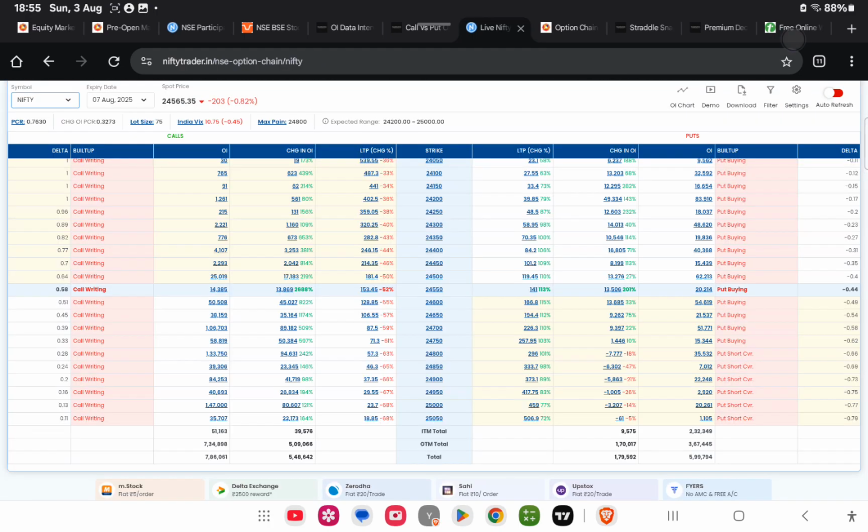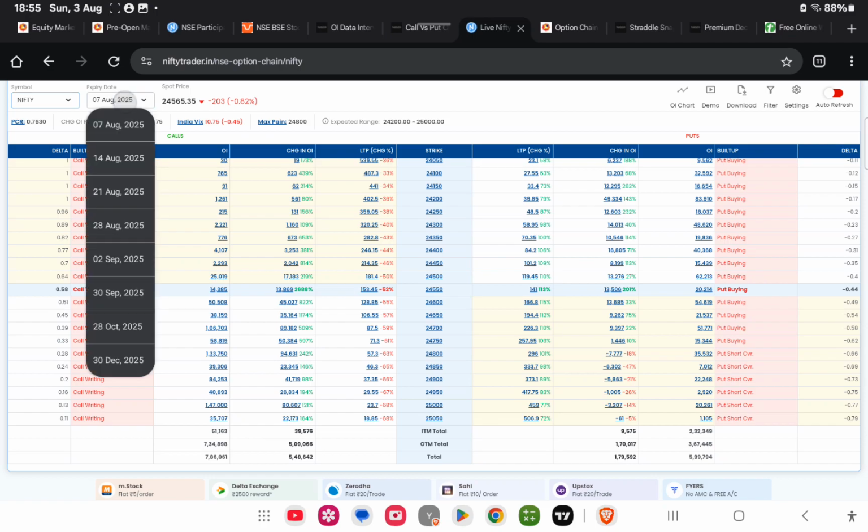Then let's see the expiry date. This shows the weekly expiry, next week expiry, monthly expiry, and all the expiries listed for Nifty. As you can see, up till 30 December you have the data here.